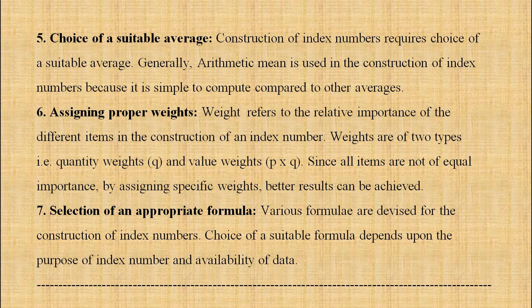Weight refers to the relative importance of the different items in the construction of index number. Weights are of two types, that is quantity weights Q and value weights P. So P into Q. Since all items are not equally important, by assigning specific weights, better results can be achieved. And the last, selection of appropriate formula.